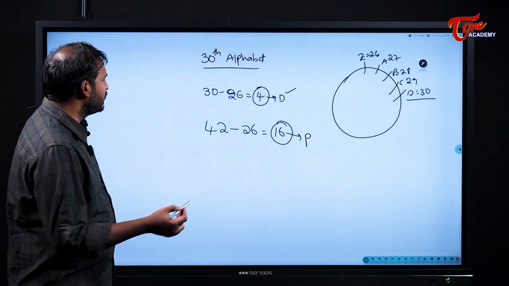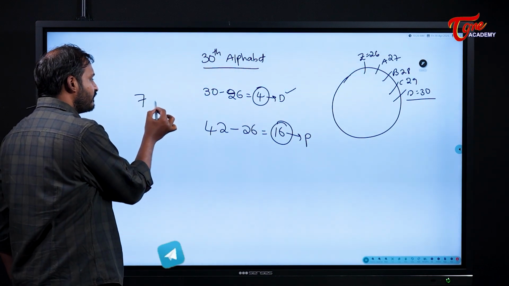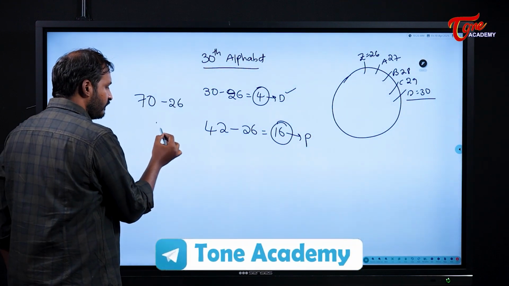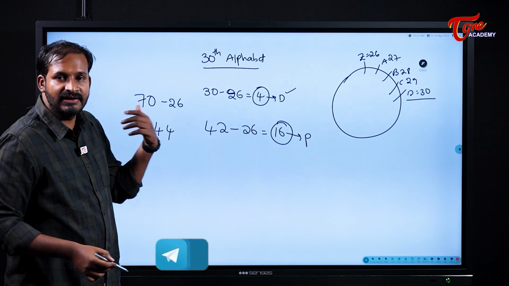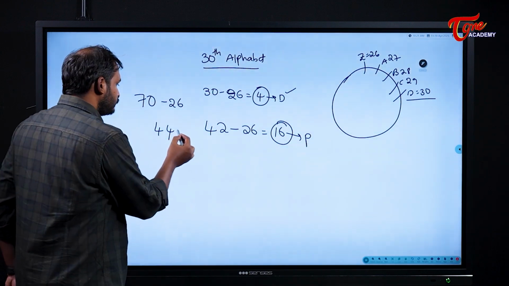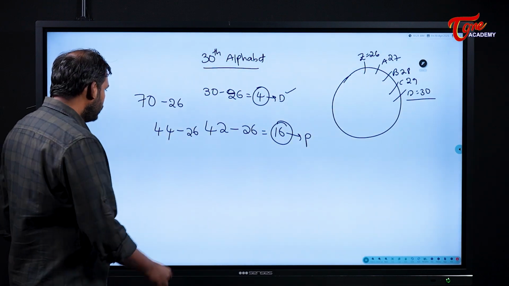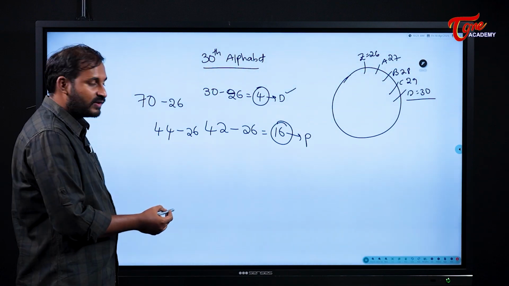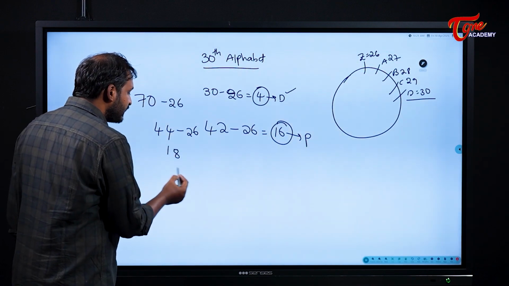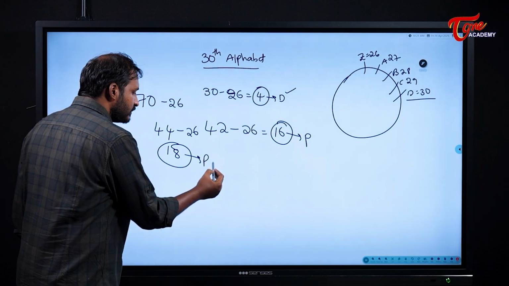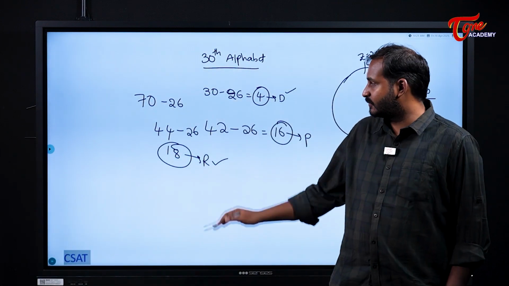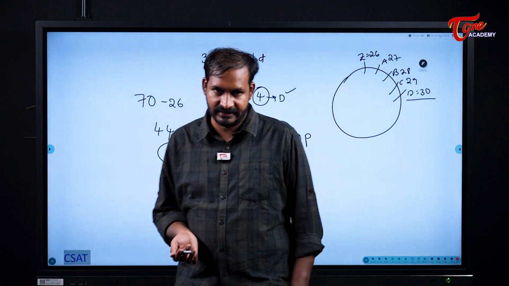Sometimes you need to find the 70th alphabet. What will I do? As usual, minus 26. It becomes 44, still a value greater than 26. So once again minus 26. What will you get? 44 minus 26 is 18. What is the 18th alphabet? R. So our answer will be R. Like this we will find the alphabet's position depending on our requirement.